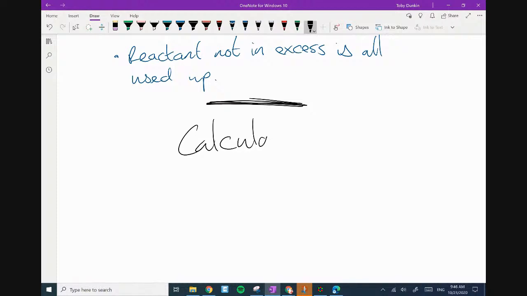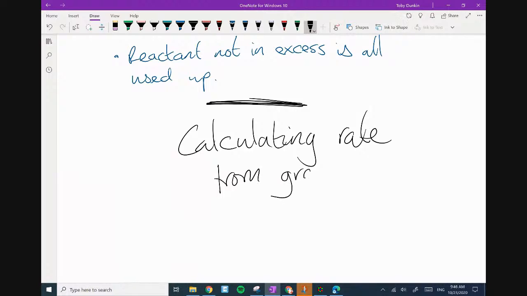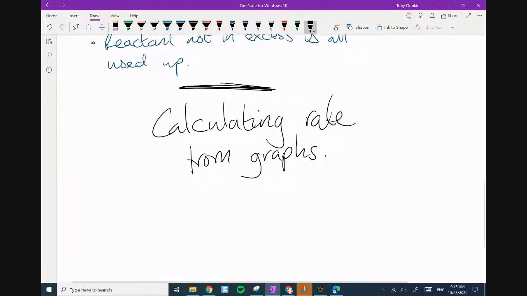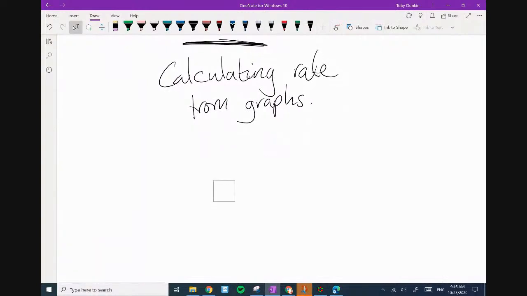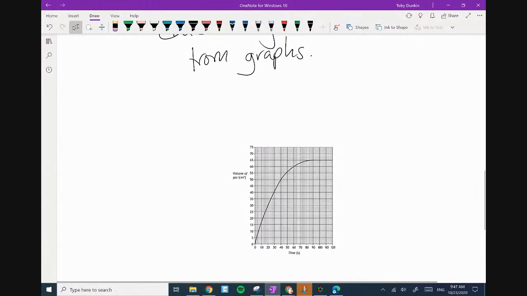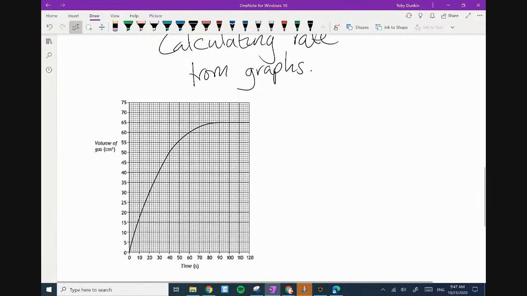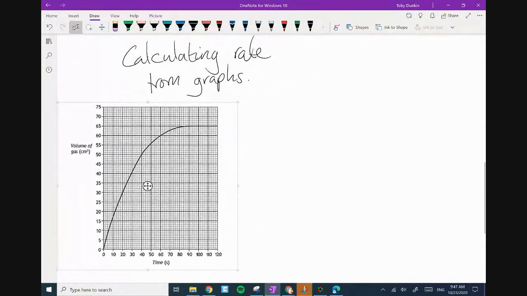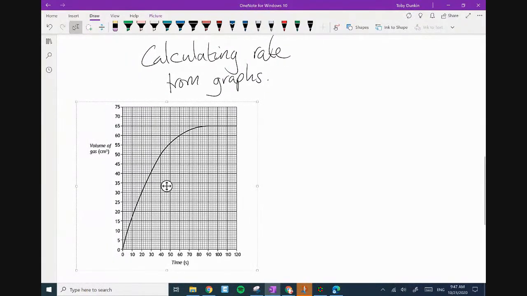Calculating rate from graphs. How are we doing for time? Doing great. Rate from graphs. Okay, and le paste. That's French for paste, by the way, if you don't know. Yeah, definitely is. Right. Okay. Loving it.